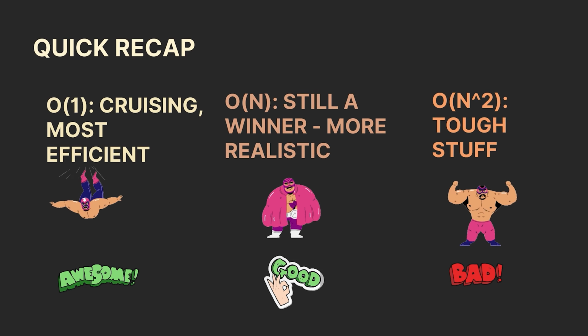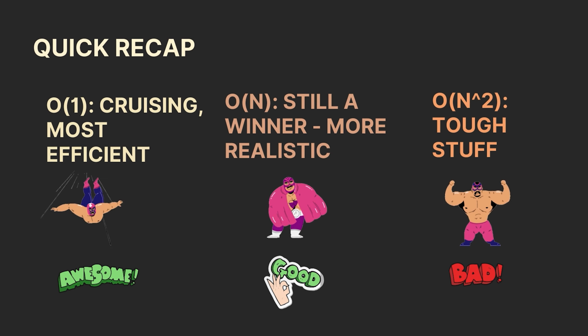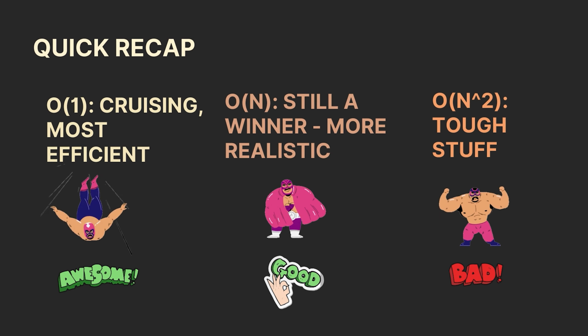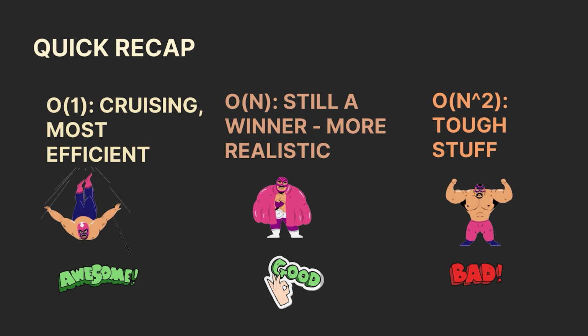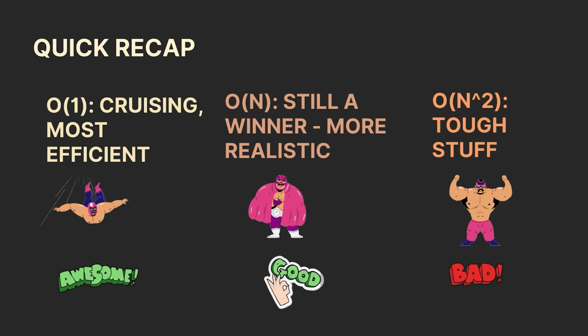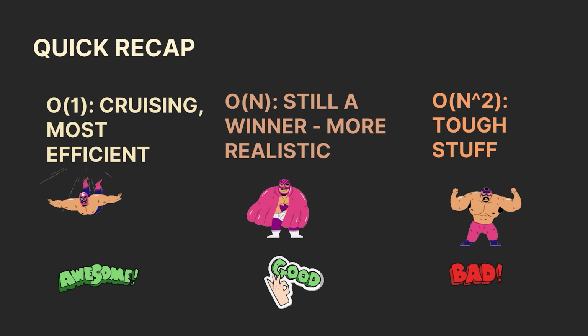Let's have a quick recap. O of 1, or constant time, is the most efficient. We're basically cruising, but it is an unrealistic standard for when we're dealing with more complicated tasks or problems. O of n is still a winner. It is a more realistic standard when we're dealing with more complicated tasks, but it is still quite efficient.